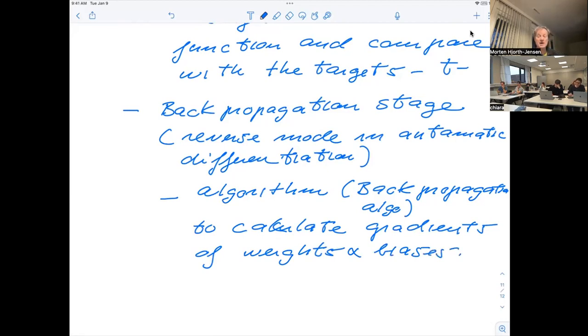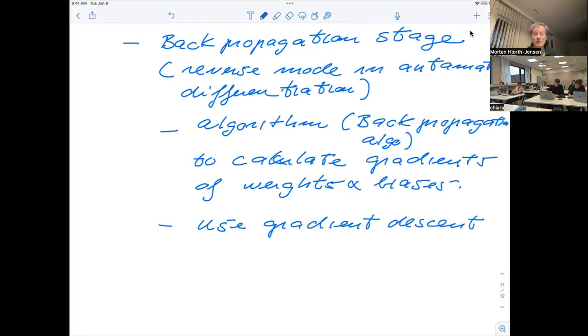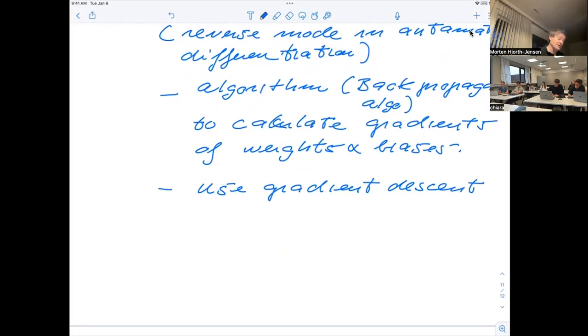So the back propagation algorithm is an algorithm to obtain the expressions for the gradients. Now, when you have that, then you would use any of the gradient descent methods to train the weights and biases. Use gradient descent, and this can be a stochastic gradient descent with batches and different number of epochs, etc. So use gradient descent to train weights and biases.